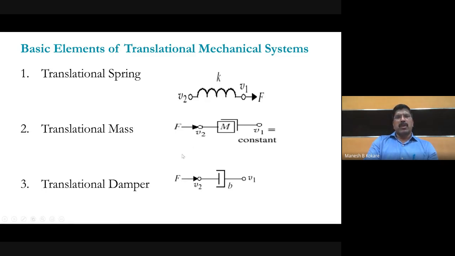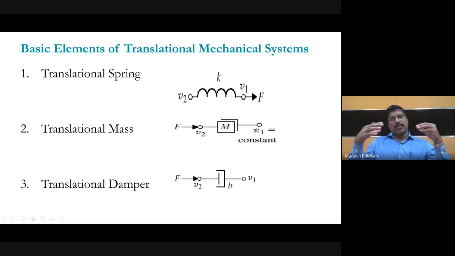There are two ends of this spring element, one is the V2 end and another is the V1 end. If you apply force on this, how much will be the displacement of this spring element, having constant k as the constant for the spring? Similarly, there is V2 as one end of the dashpot, and V1 as the other end.